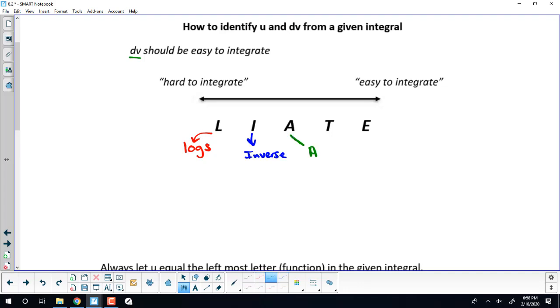A is for algebraic. That's things like x squared, square root of x, x to the 2/3, any polynomials, x to the 4th plus x squared minus 1, stuff like that. T is for trig, and E is for exponentials.